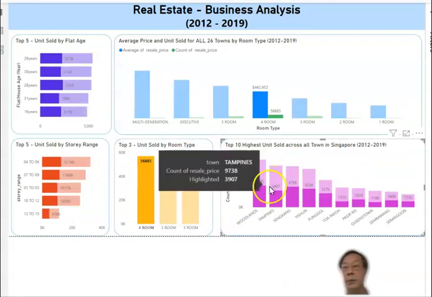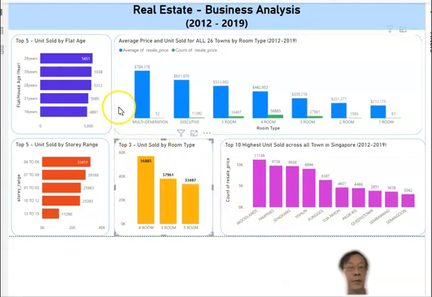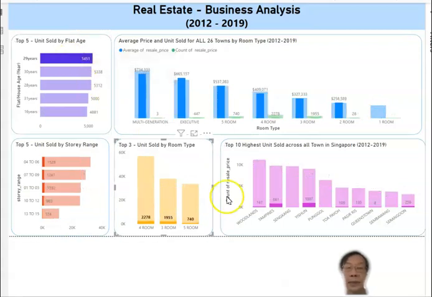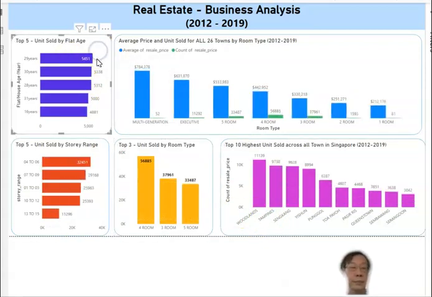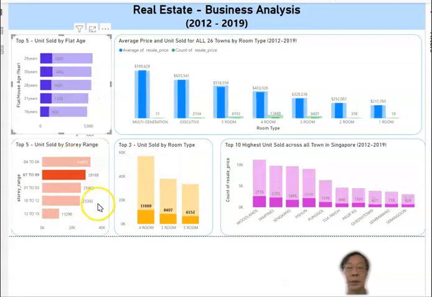The 4-room type is most popular across all the towns, especially these few towns which had the highest volume of 4-room. And this shows the top 5 based on the flat age. The older flats, 29 to 30 years, have the most volume sold, mainly in Tampines and Yishun. This chart shows the top 5 based on the storey range. The lower floor is the highest compared to the middle range.